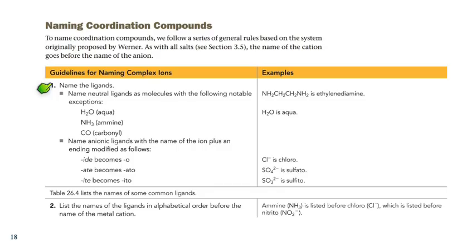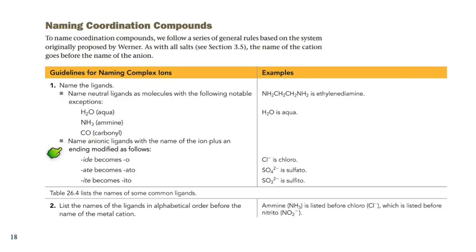So first we have to name the ligands. So the neutral ligands are named as molecules, but there are 3 exceptions. So this is water, ammonia, and carbon monoxide, but they don't have those names as ligands. H2O is called aqua, NH3 is called amine, and CO is called carbonyl.